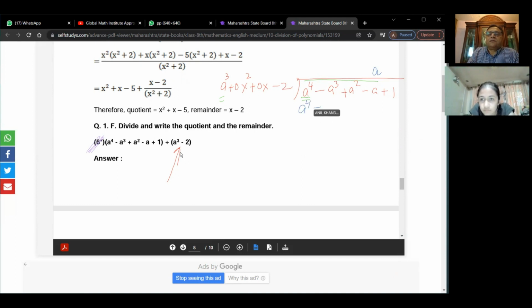A to the power of 4 plus 0A cube plus 0A square minus 2A, correct? When you take away minus A minus 2A, you get A, correct? And then bring down 1. Is that okay? Now the degree of the numerator is 3.